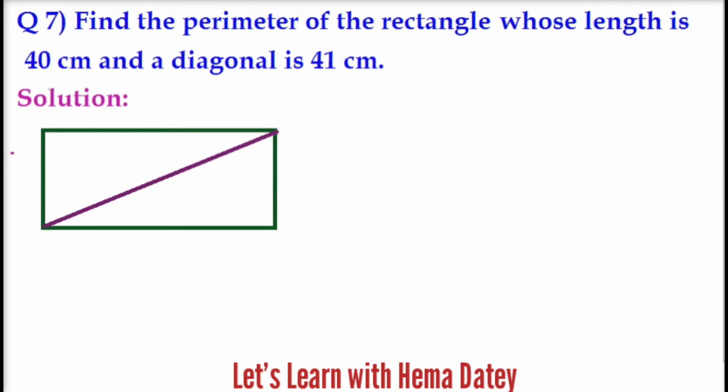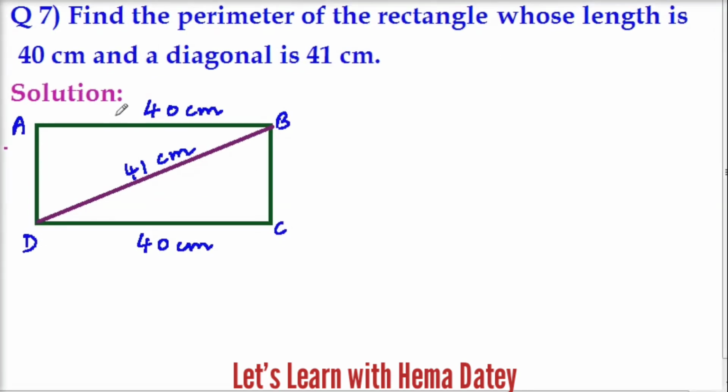We are given the length of the rectangle is 40 centimeter. So this side is 40 centimeter and the opposite side is also 40 centimeters. And the diagonal is given 41 centimeters. Let's give the name to the vertices of the rectangle A, B, C and D. We know that each angle of a rectangle is 90 degree. So we can see triangle BDC is a right triangle, right angled at C.